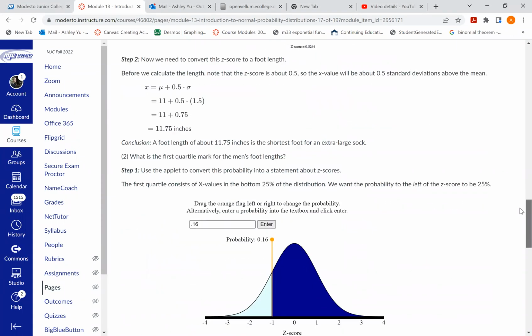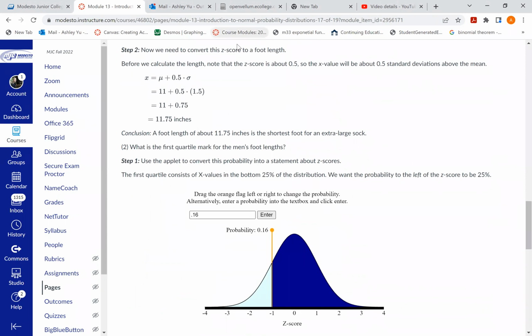Now we need to convert the z-score to a foot length. Before we calculate the length, note that the z-score is about 0.5, so the x value will be about 0.5 standard deviations above the mean. Technically it was 0.53, but we'll just round it to 0.5. This is the top 30% foot length, so it's going to be plus. It's going to be bigger than the standard deviation, so we're adding it.